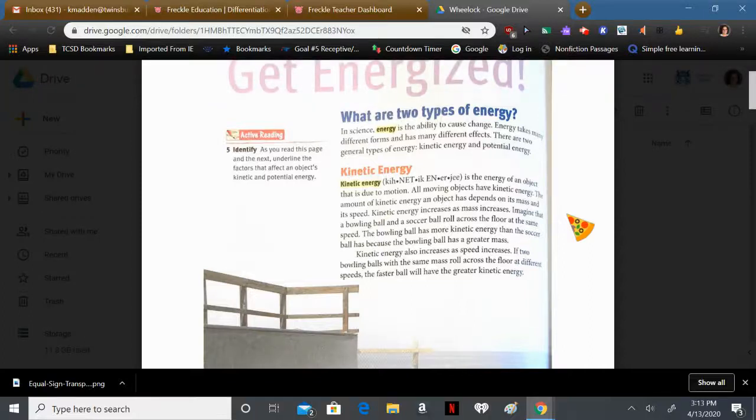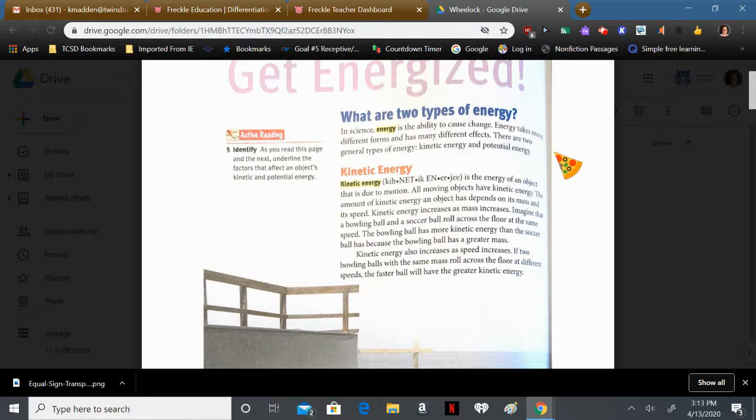Gets energized. What are two types of energy? In science, energy is the ability to cause change. Energy takes many different forms and has many different effects. There are two general types of energy: kinetic energy and potential energy.